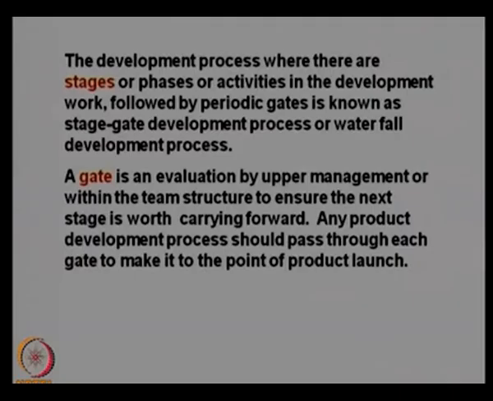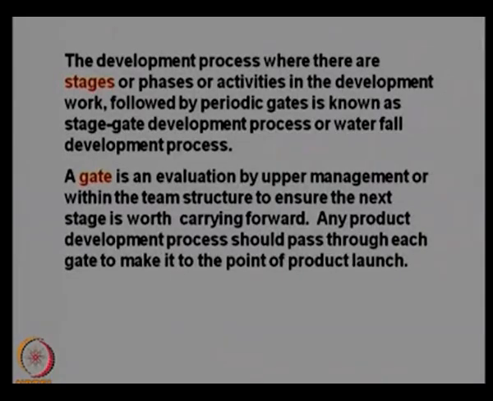In this development process, there are multiple stages in the design of a product or a system. So every stage of development will pass through a gate which actually verifies the system, the design of that particular stage, and then decides whether to go ahead with the design project or not. So as you can see, there are multiple stages or phases or activities in the development work, followed by periodic gates, which is known as stage gate development process. Because of these stages and gates, we call it a stage gate development process.